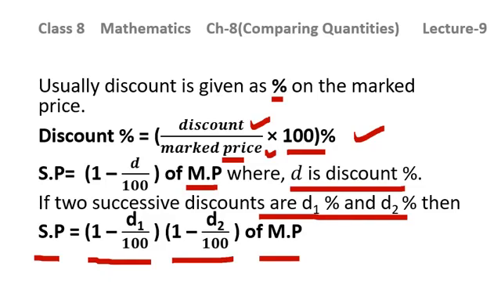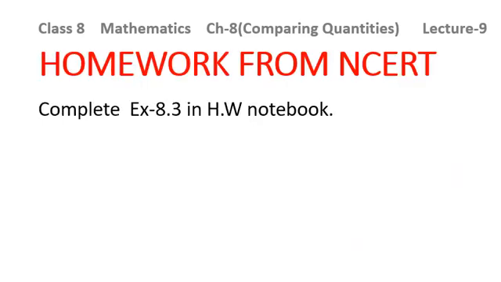Now the formula will be SP is equal to 1 minus D1 over 100, 1 minus D2 over 100, 1 minus D3 over 100 into MP. Likewise, if there are four successive discounts, then you can include the terms. So SP is equal to 1 minus D over 100 into MP, where D is the discount percent. And if two successive discounts are given, then SP is equal to 1 minus D1 over 100 into 1 minus D2 over 100 into MP. These are all the formulas.